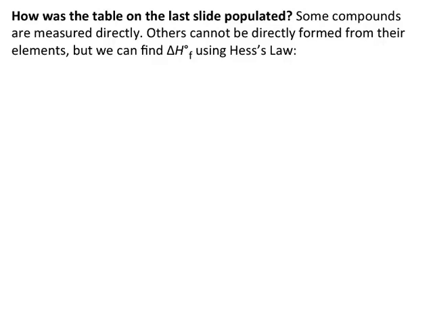So how do we populate the entries on the table in the last slide? Some compounds you can just measure directly, and that's pretty straightforward. Others can't be measured directly when you make a compound from its elements, but you can figure out what that would be by using Hess's law. So an example, acetylene. You can't measure the formation of acetylene directly, but you can measure the combustion products of acetylene and the combustion reaction itself.